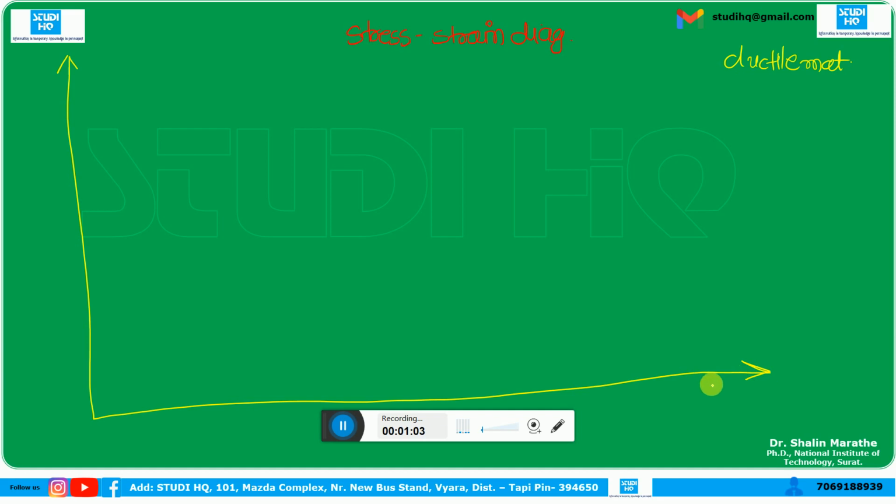Okay, so on the x-axis we have engineering strain, and on the y-axis we have engineering stress. When I say engineering, it is totally different from the true stress strain curve. So right now I am talking about the engineering stress strain curve. So we have one y-axis, one x-axis. On the x-axis we have engineering strain, and on the y-axis we have engineering stress. Now see how the graph looks.